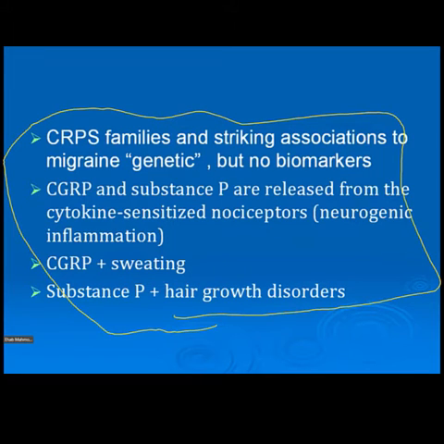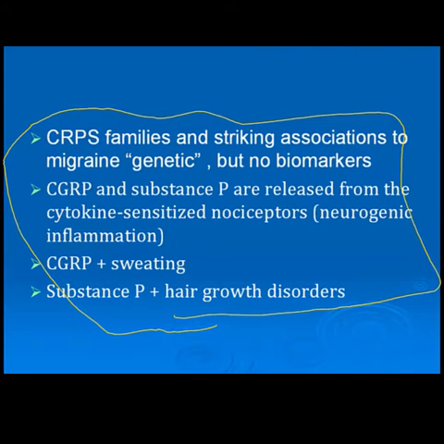Amazingly, CRPS is running in families, and strikingly, it's associated with patients who are suffering from migraine. So they found that it could be a genetic disorder. But unfortunately, there are no biomarkers that can define a patient as prone to CRPS. At the same time, patients with CRPS will get a release of calcitonin gene-related peptide and substance P, and this is released, leading to a neurogenic inflammation.